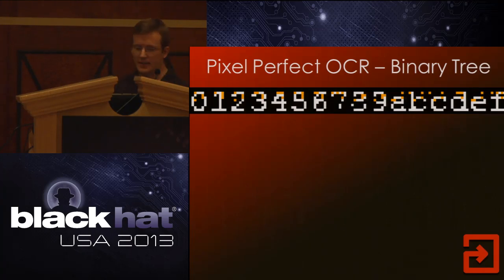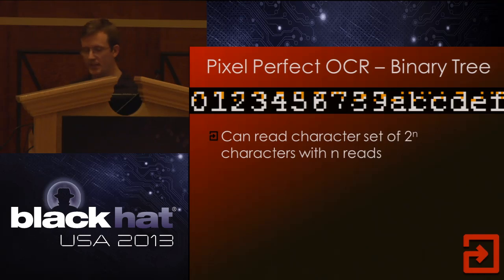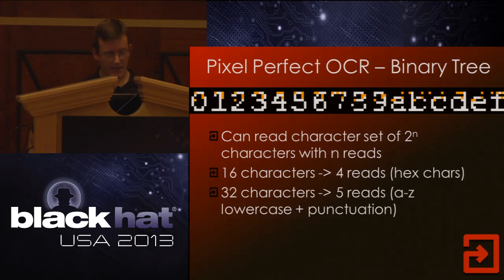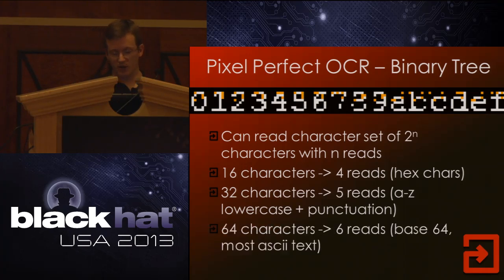So instead of having to read the entire character, which is hundreds of pixels, we can just read select pixels for each character. The orange pixels there are the pixels we need to read to recognize each character. So if we're reading hex, we only have to read 4 pixels. If we want to read lowercase alphabetic characters and spaces, say, we only have to read 5 pixels. And if we wanted to read most text, we could probably do it with 64 characters, or if we wanted to read base 64, we can just read 6 pixels.